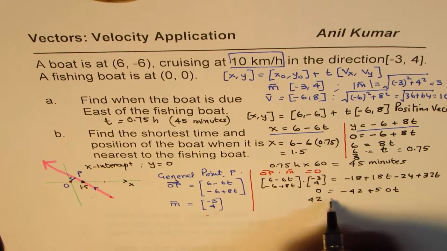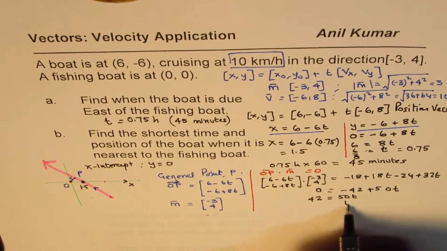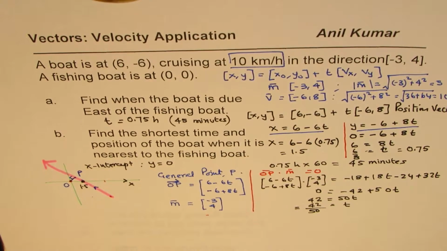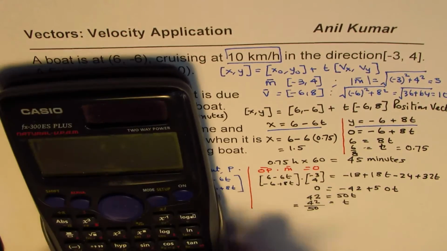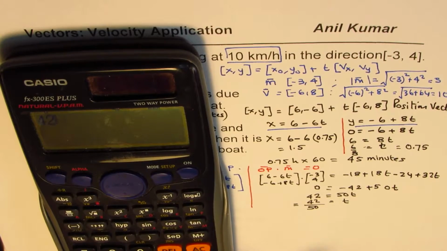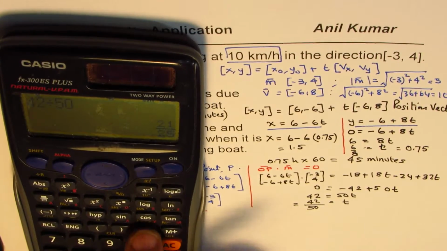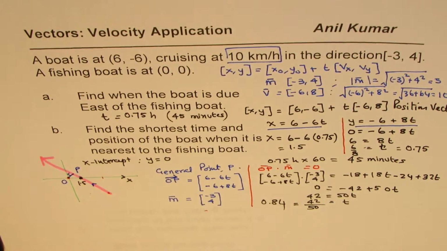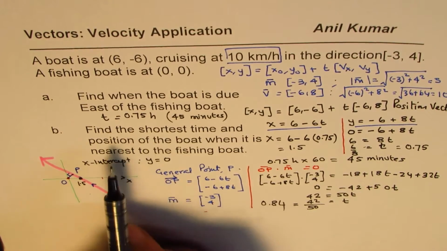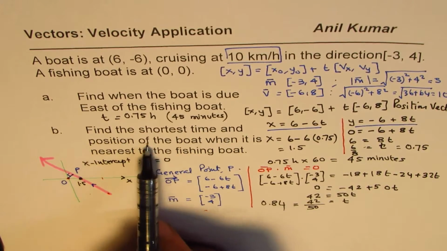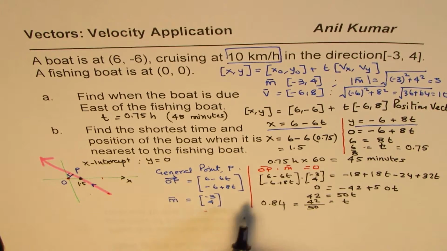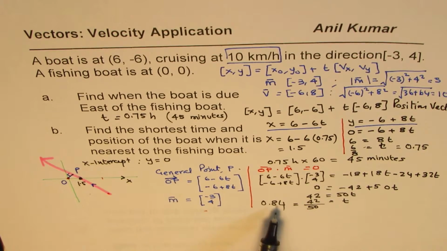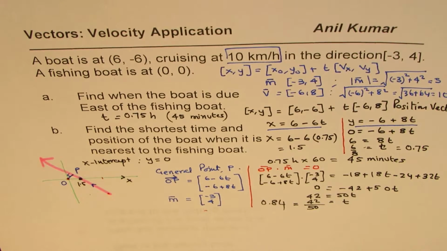So it gives us 42 equals 50t, or t equals 42 divided by 50. Let's calculate. That is 0.84, right? So time is 0.84 hours. So after that much time, it says find the shortest time and the position of the boat. We found the value of t, so we know the shortest time is 0.84, and the position we'll find by substituting t as 0.84. That's the whole idea, right? So let me do that.